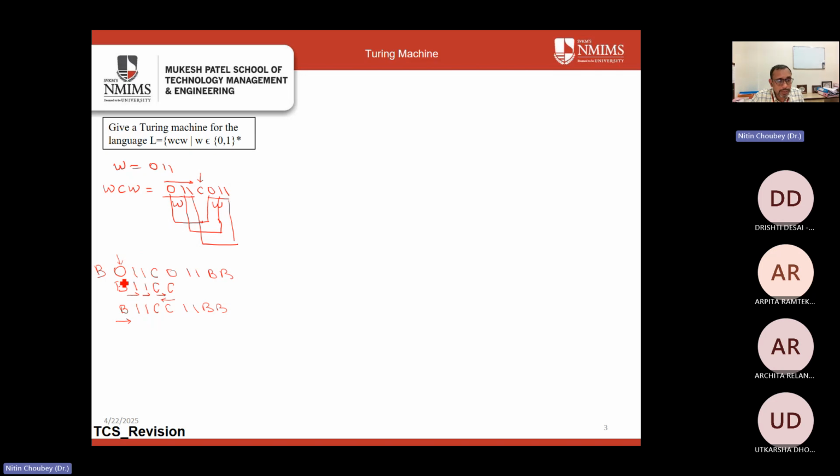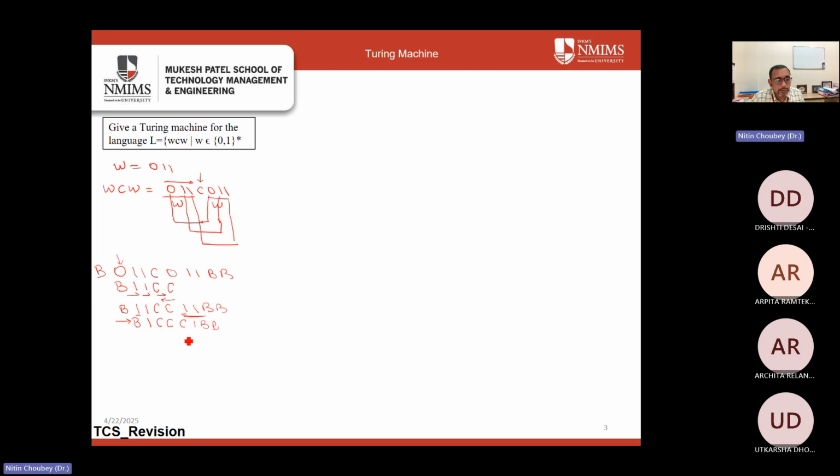What we'll do again, we'll repeat the same thing. First symbol, replace with blank. Skip this symbol, skip this symbol. Since it is also C, we're not interested in it. What we're interested in is the second input. Do we have the first symbol in the second input same as what we have removed earlier? If yes, then we'll replace this 1 with C, because the earlier symbol was 1. So this is also 1. Replace it with C. This process will continue.